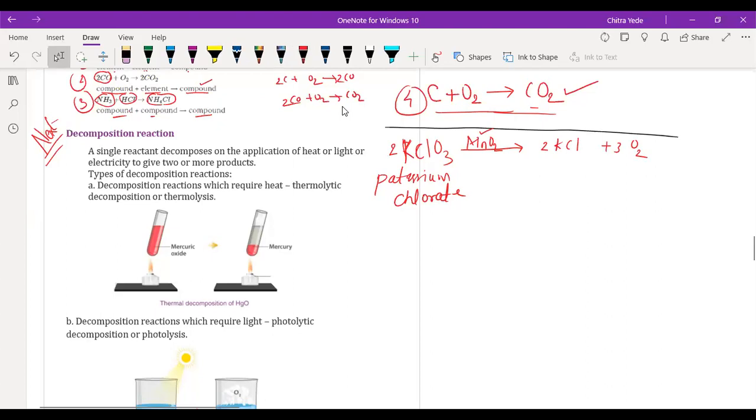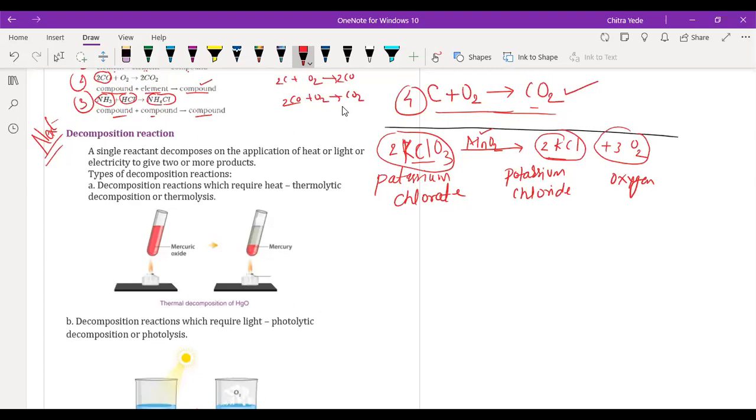So what happens here? The single substance breaks down to form simpler forms. This potassium chloride is nothing but the salt, and oxygen gas is released during the reaction. So here we have seen that a substance breaks down into simpler forms. So these are the simpler forms of the given reactant.